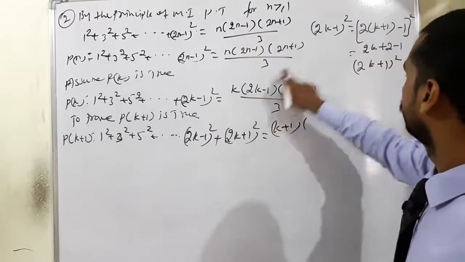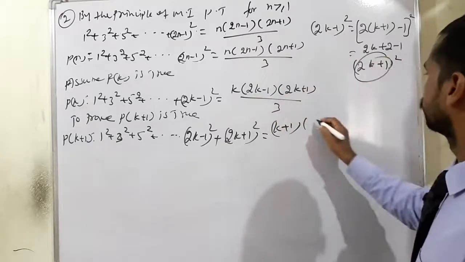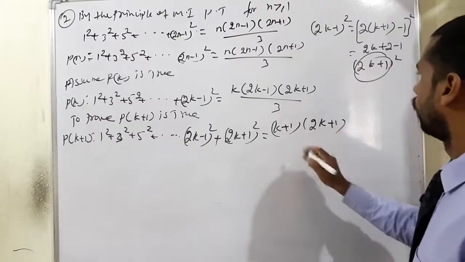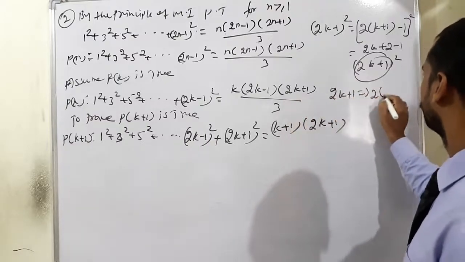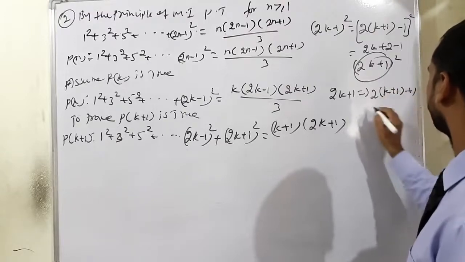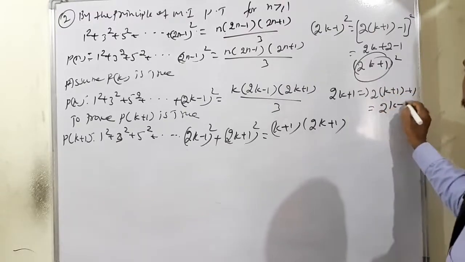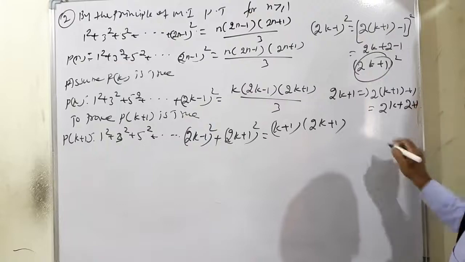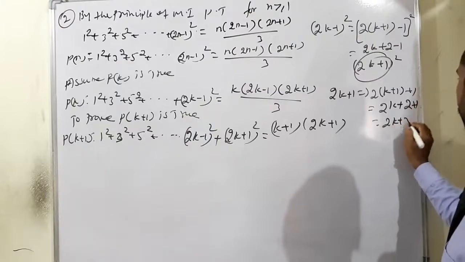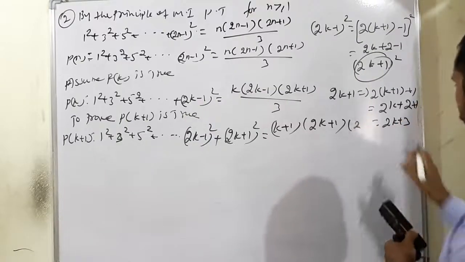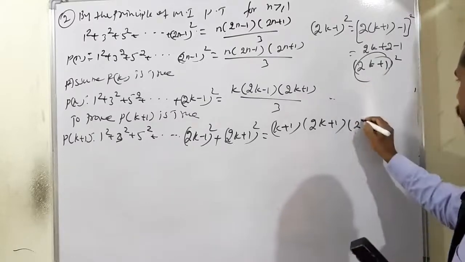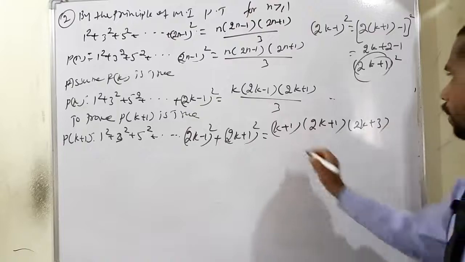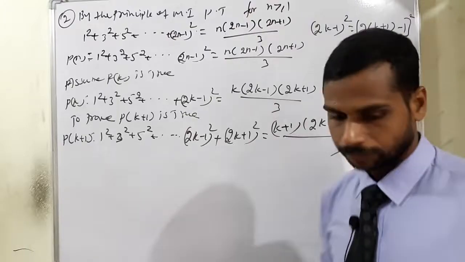So, 2k minus 1 we already know what it means, and 2k plus 1 will come. 2k plus 1 means 2 into (k plus 1) plus 1. Therefore, 2k plus 2 plus 1, that is 2k plus 3. Here what's the value? 2k plus 3, isn't it? The whole term divided by 3.